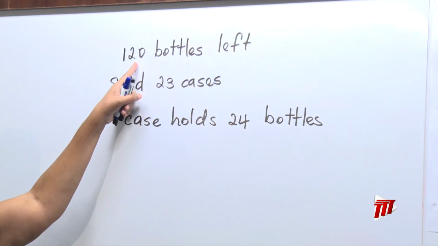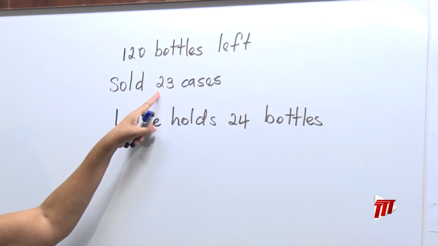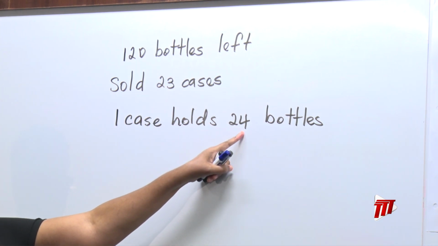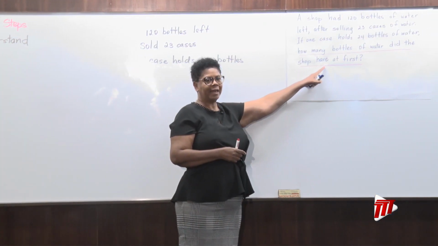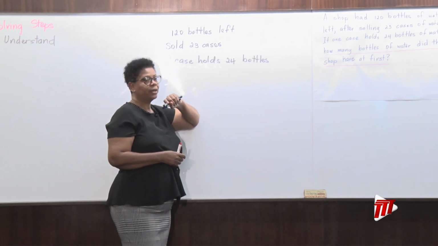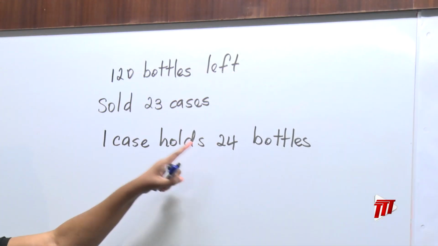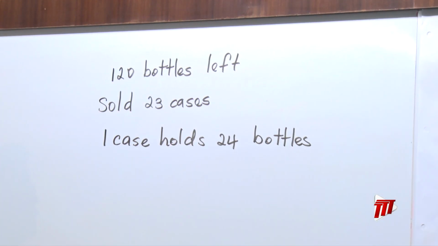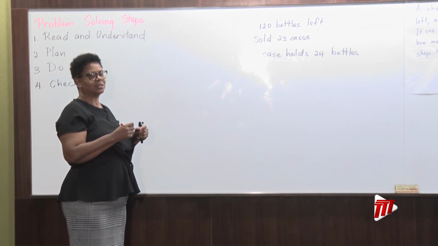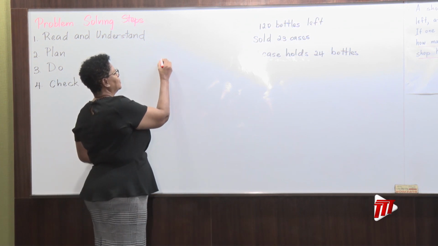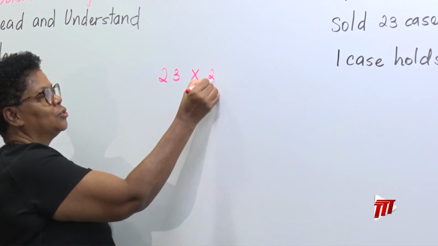These 120 bottles are still at the shop. These cases, each of which has 24 bottles, left the shop. And we want to find out how much they had at first. So what we're going to do is find out how many bottles left the shop. We know one case is 24 bottles. We know it's 23 cases. So we can write a number sentence to find out how many bottles of water were sold. 23 multiplied by 24.